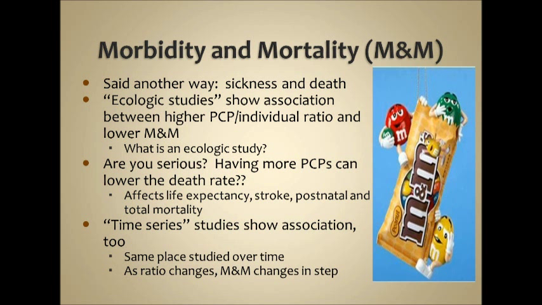Time series studies show this association too, so it's more than this ecologic thing. It's also over time. When PCP ratio goes up, then health goes up. When it goes down, health goes down. So it is kind of freaky how these two things track, right? So even though it's hard to show causal association, it's pretty uncanny how well M&M and the PCP to individual ratio are connected.